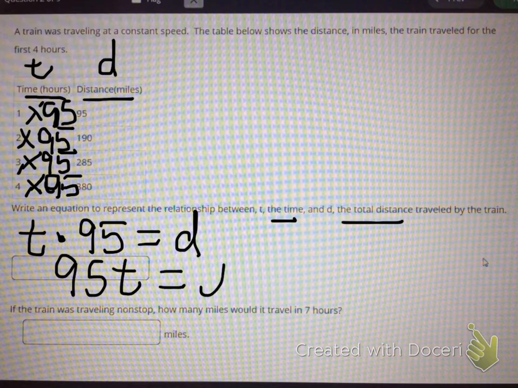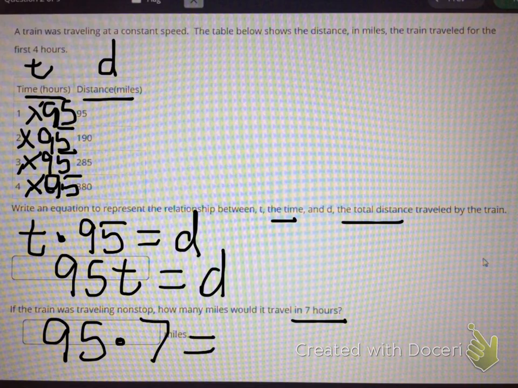The second part of the question says if the train was traveling nonstop, how many miles would it travel in 7 hours? So we know that 7 is our t. We need to put that number into the equation that we just wrote to solve for d, the number of miles. And when we do that, putting that in your calculator, 95 times 7 equals 665 miles.